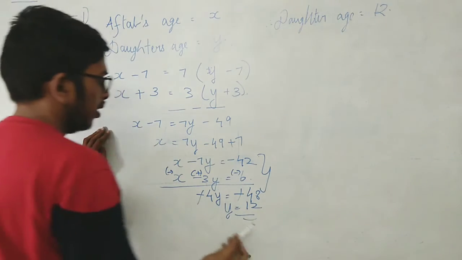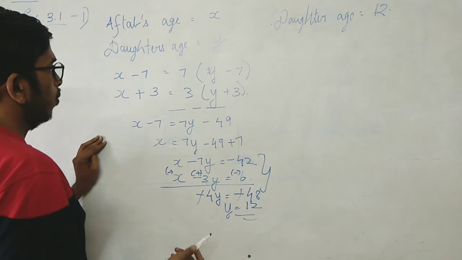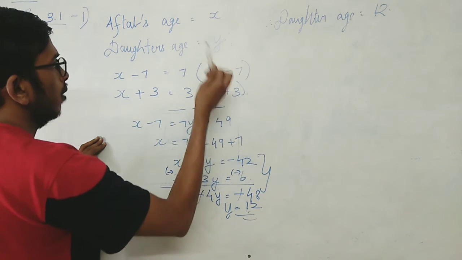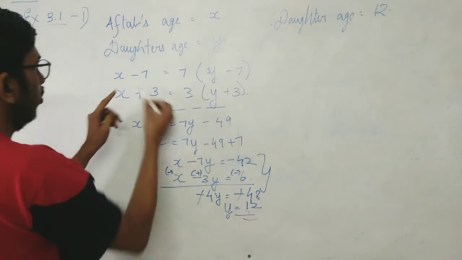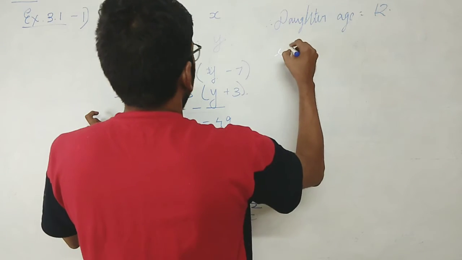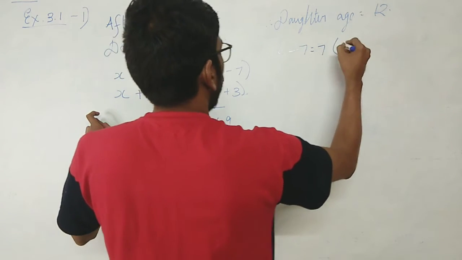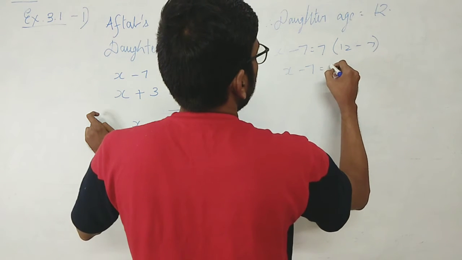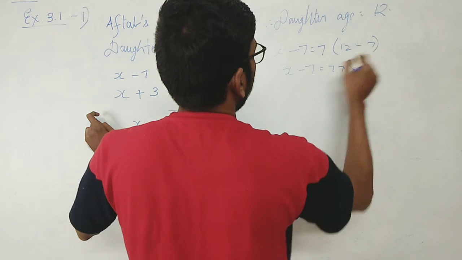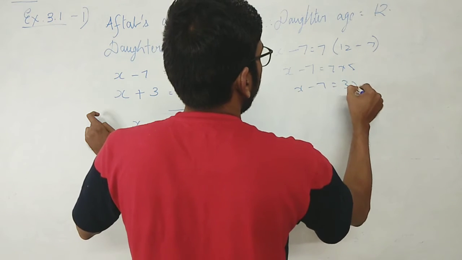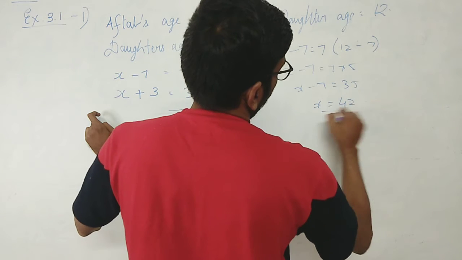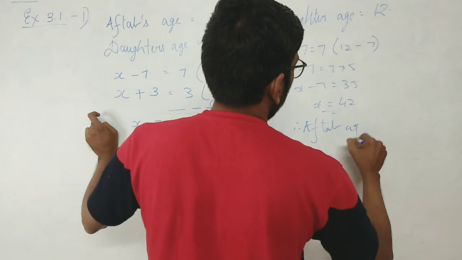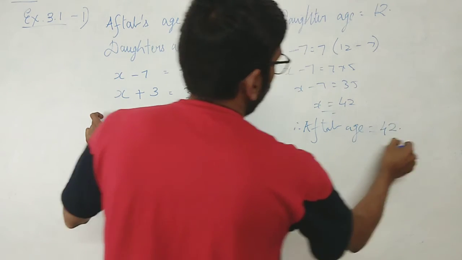Aftab's age is what? I can substitute this value of y in any of these equations. I am substituting y equal to 12 in the first equation. So this becomes x minus 7 is equal to 7 into 12 minus 7. So x minus 7 is equal to 7 into 5, 35. So x minus 7 is equal to 35. x is equal to 42. Therefore, Aftab's age is equal to 42.